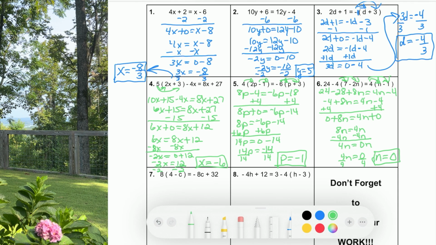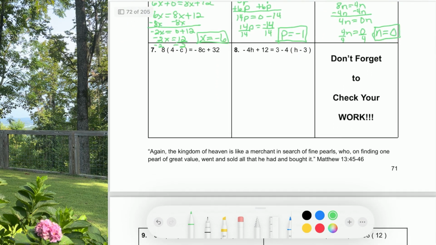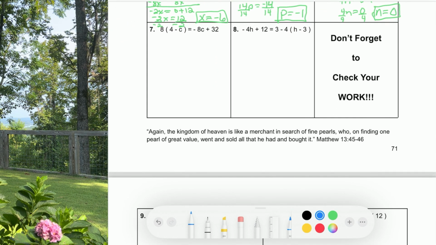Don't forget that. A lot of times students, when they get a 0, they think they've done something wrong. So, of course, always check your work, plug it back in, see if it works. But it is possible to get a 0. All right, number 7.